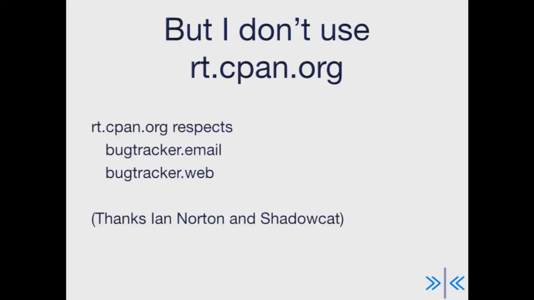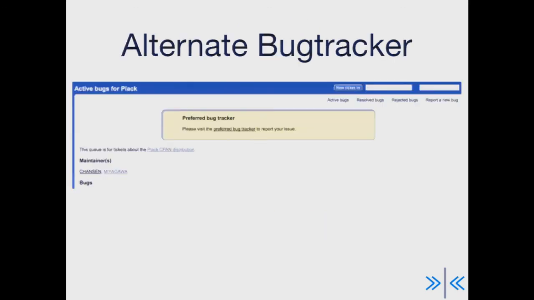You don't want to use rt.cpan.org. Shadowcat sponsored development. Ian Norton wrote it. We will take out of your META.yml bugtracker.email or bugtracker.web, and we will put notes all over rt.cpan saying, please go over there and report this bug. So anytime you see a distribution with this set up, you'll see, please visit the preferred bug tracker.